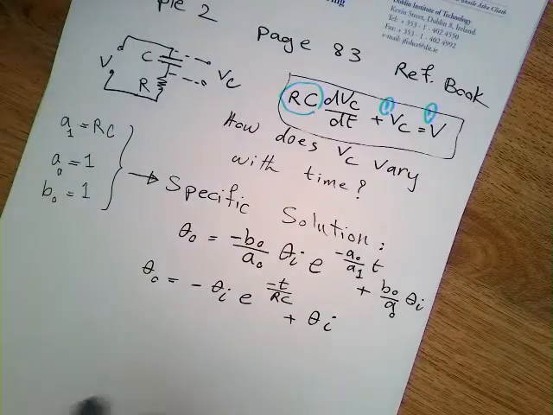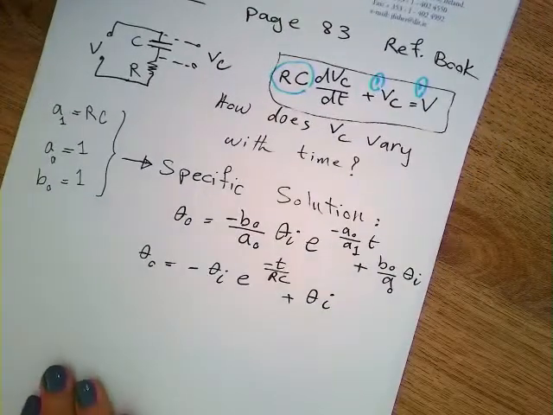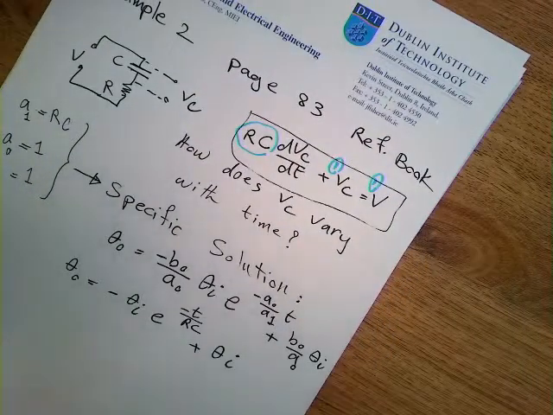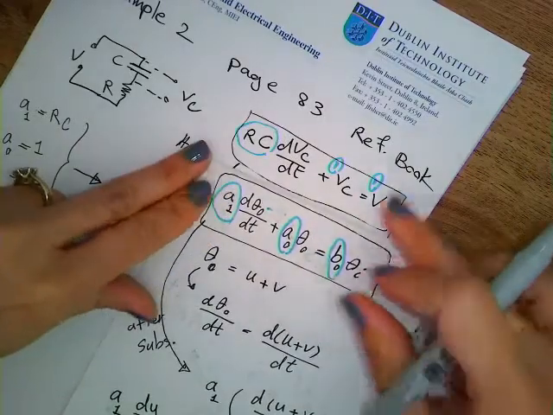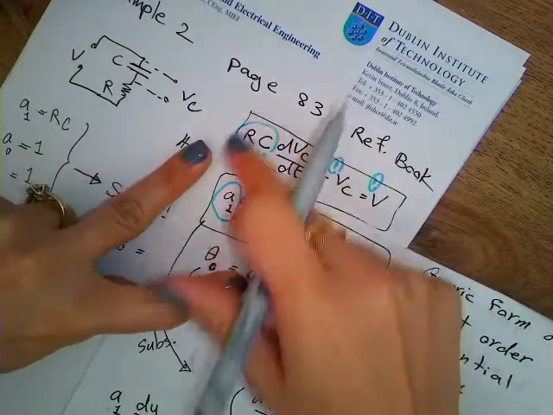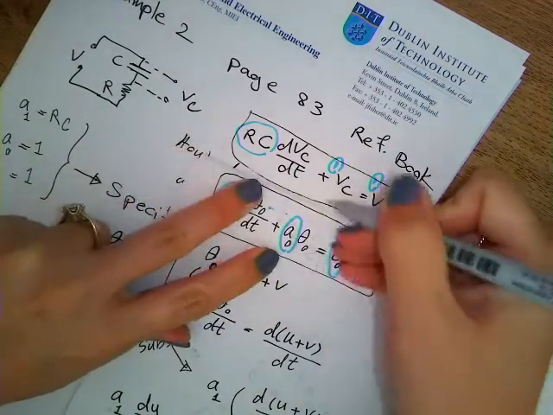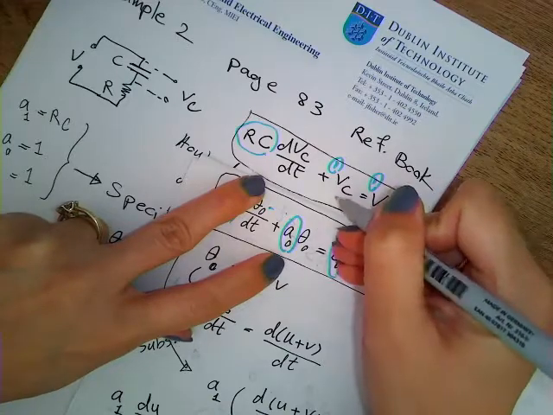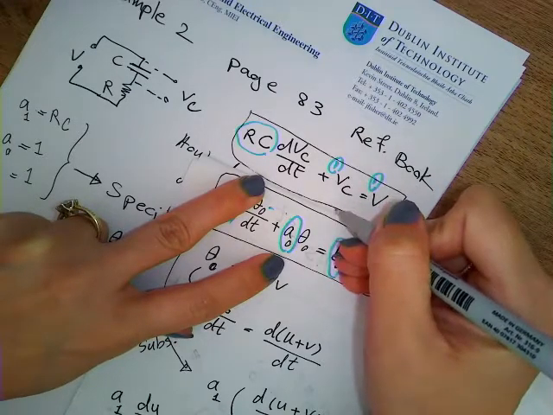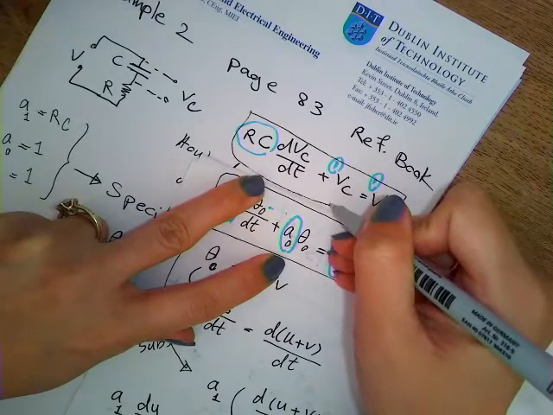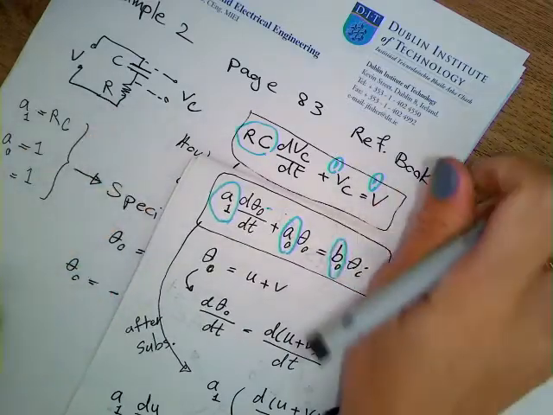Now, by comparing my solution with that solution, remember we were comparing these together. Yeah, that was the way we did it. So here, theta O is my voltage across the capacitor. So this is my output in generic form, and this is my desired output in this particular example.